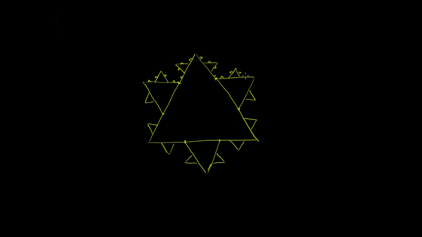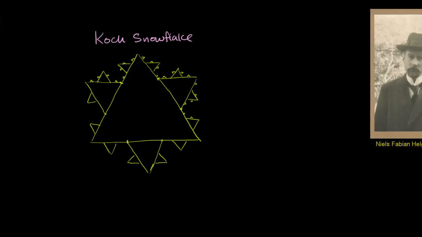What I'm actually drawing, if we just keep on doing this forever and forever: every iteration, we look at each side, we divide it into three equal segments, and then the middle segment we turn into another equilateral triangle. This shape that we're describing right here is called a Koch snowflake. And I'm sure I'm mispronouncing the Koch part. It was first described by this gentleman right over here, who is a Swedish mathematician, Niels Fabian Helge von Koch, whose name I'm sure I'm mispronouncing.